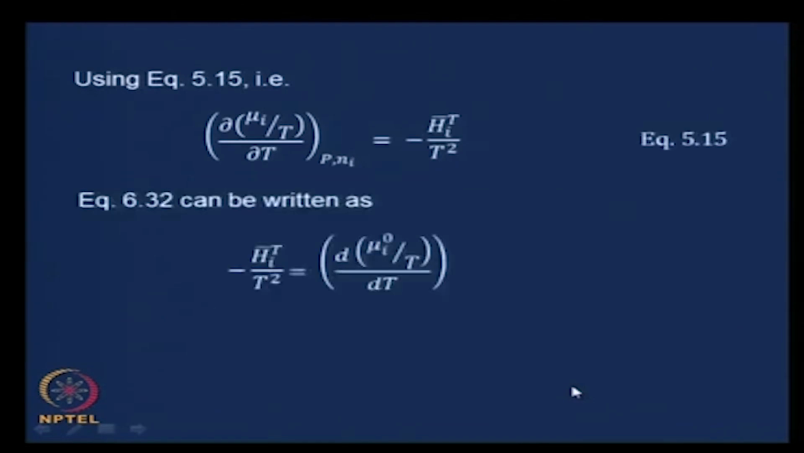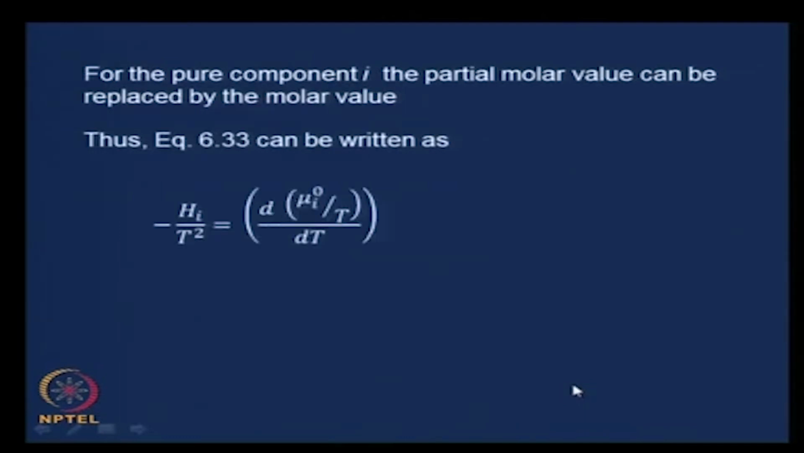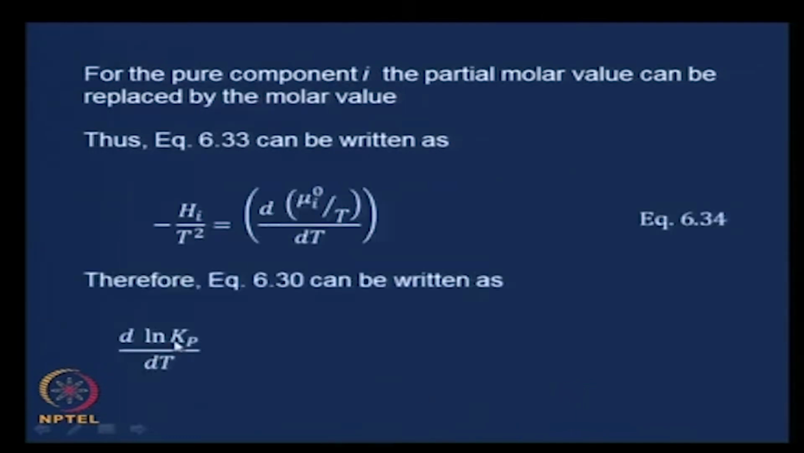coming up in a minute. d ln Kp/dT equals 1 by RT² sum over all i ν_i H_i. So, this is a useful expression. This gives the variation of the equilibrium constant Kp with respect to temperature in terms of the enthalpies of the components involved in the reaction.